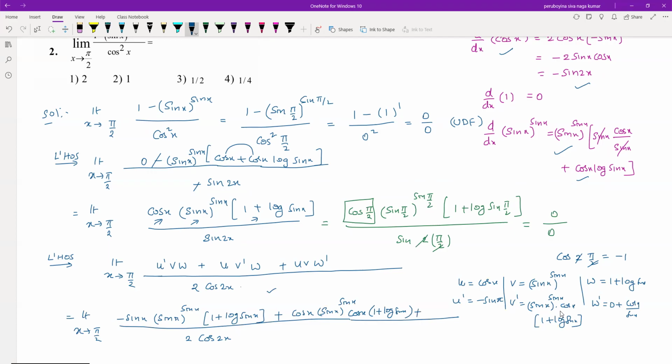Plus, no, U V dash was done, and W means 1 plus log sin x. Then U V W dash: U means cos x, V means sin x power sin x, W dash means cos x by sin x.